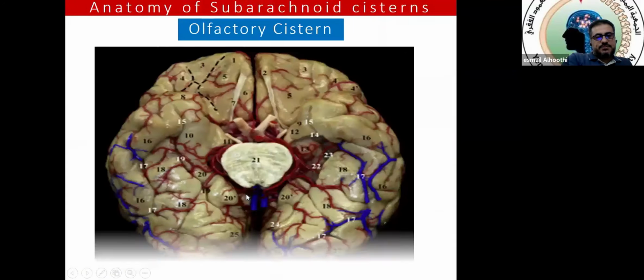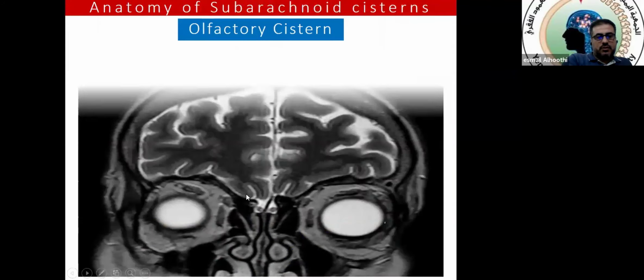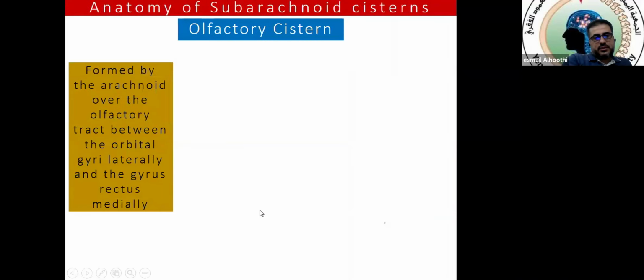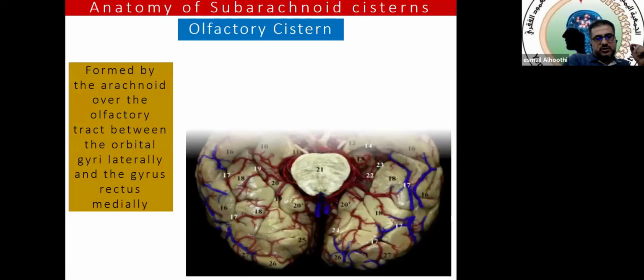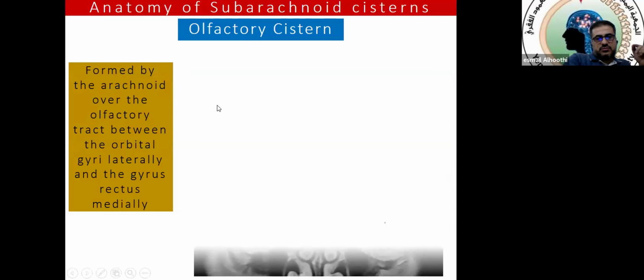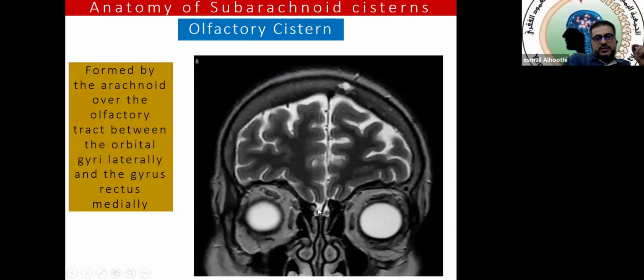The olfactory cistern is just located below the undersurface of the frontal lobe. It forms the arachnoid over the olfactory tract between the orbital gyri laterally and the gyrus rectus medially. Between this and this. As you see here, this is the olfactory cistern.